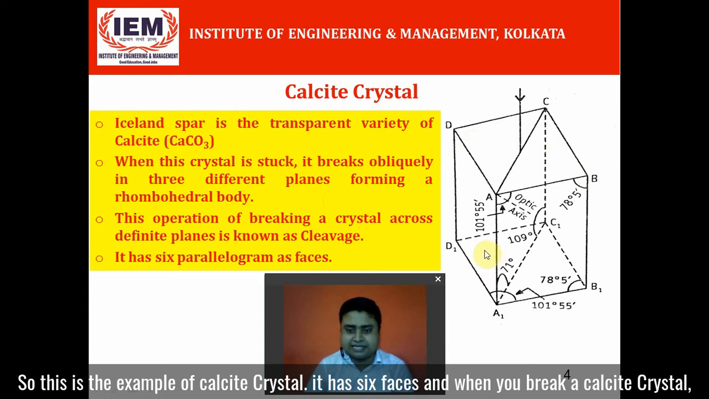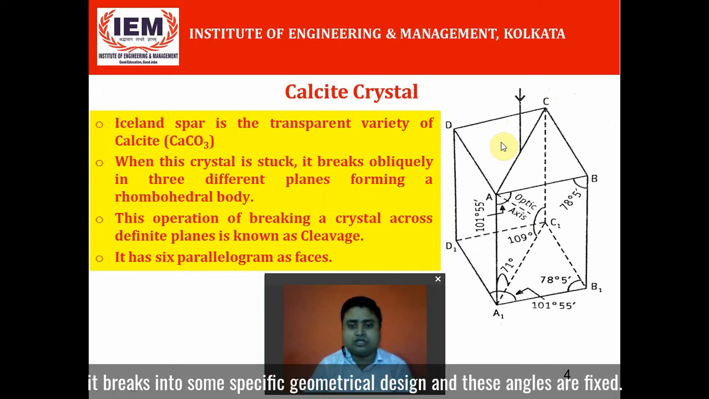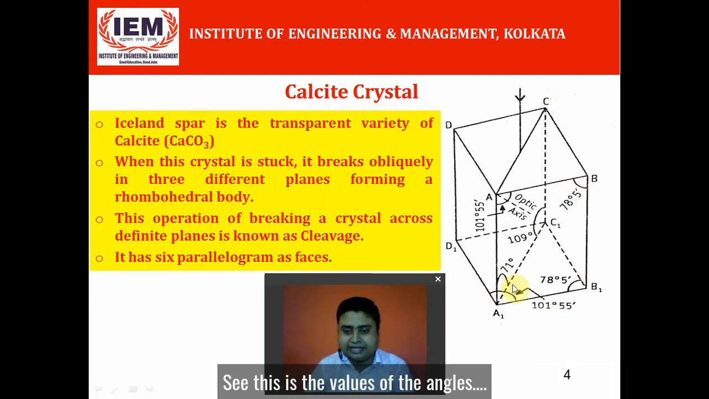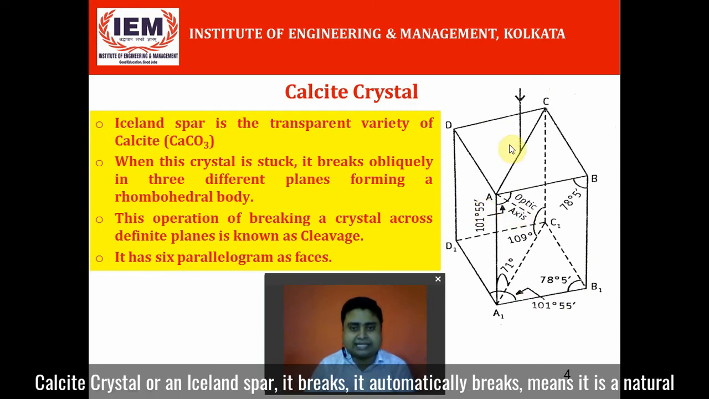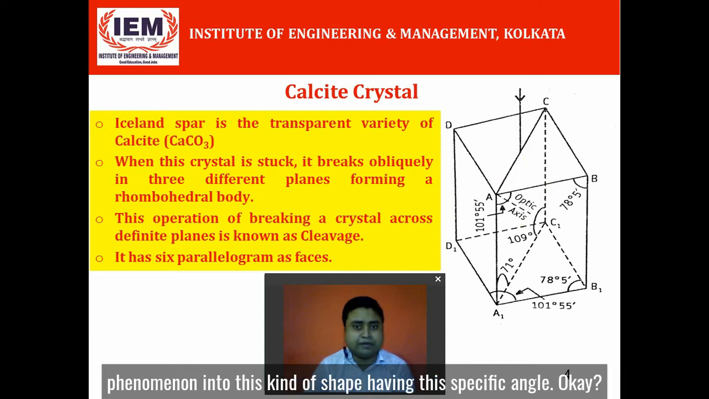It has 6 faces, and when you break a calcite crystal, it breaks into some specific geometrical design, and these angles are fixed. See, this is 71 degree, this is 78 degree 5 minutes, 101 degree 55 minutes, and like this. So when you strike a calcite crystal or Iceland spar, it breaks automatically, it is a natural phenomenon, into this kind of shape having these specific angles.